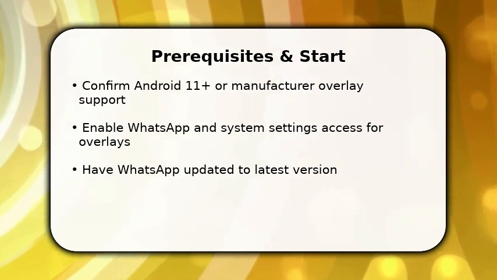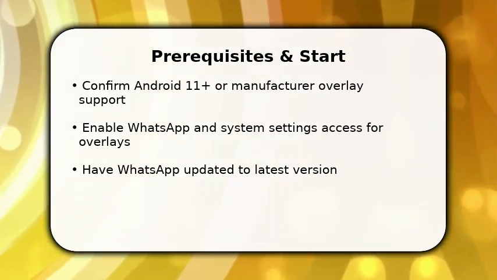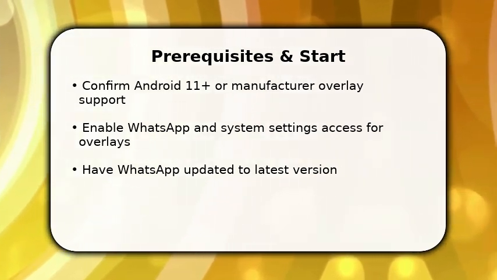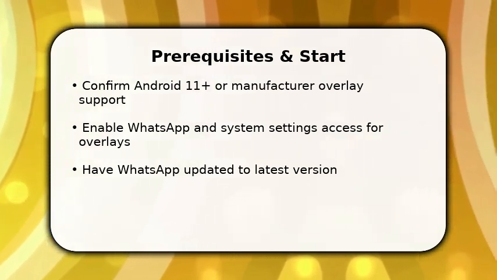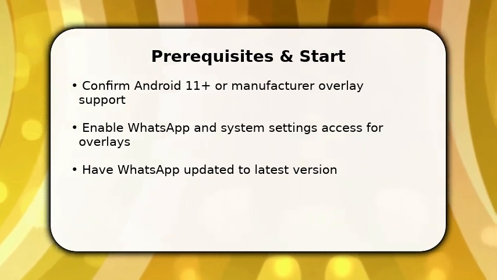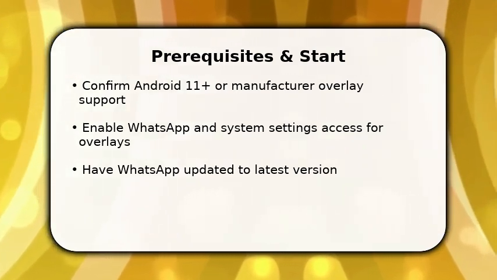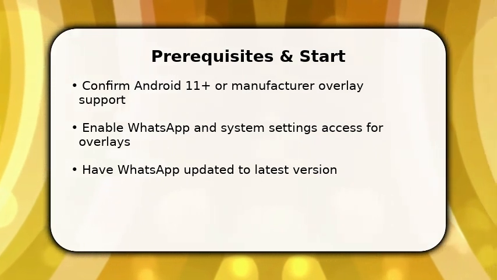Next, open Special App Access or Advanced Settings and find Display over other apps. Grant WhatsApp permission. This lets WhatsApp draw a floating window. Make sure battery optimizations won't revoke background access. Keep WhatsApp allowed so the floating window can appear reliably.